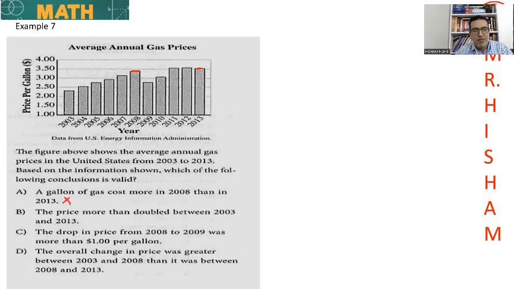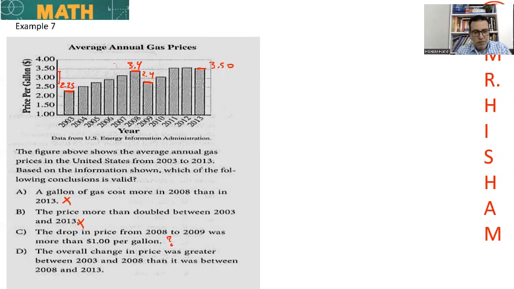The price more than doubled between 2003 and 2016. The price in 2003 was about 2.25, and the price in 2013 is about 3.50. I don't think 3.50 is double 2.25. So here I'm interpreting the data, reading it well and deciding which one is the right answer. The drop in price from 2008 to 2009: the price here was about 3.4, let's say, and the price here is about 2.4. Was more than $1. I think this is approximately the right answer.